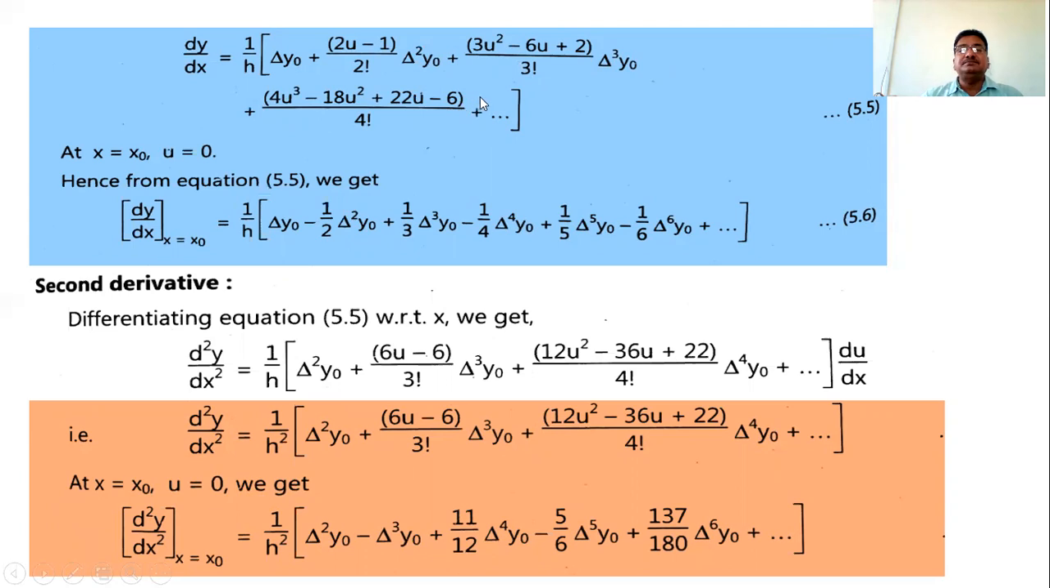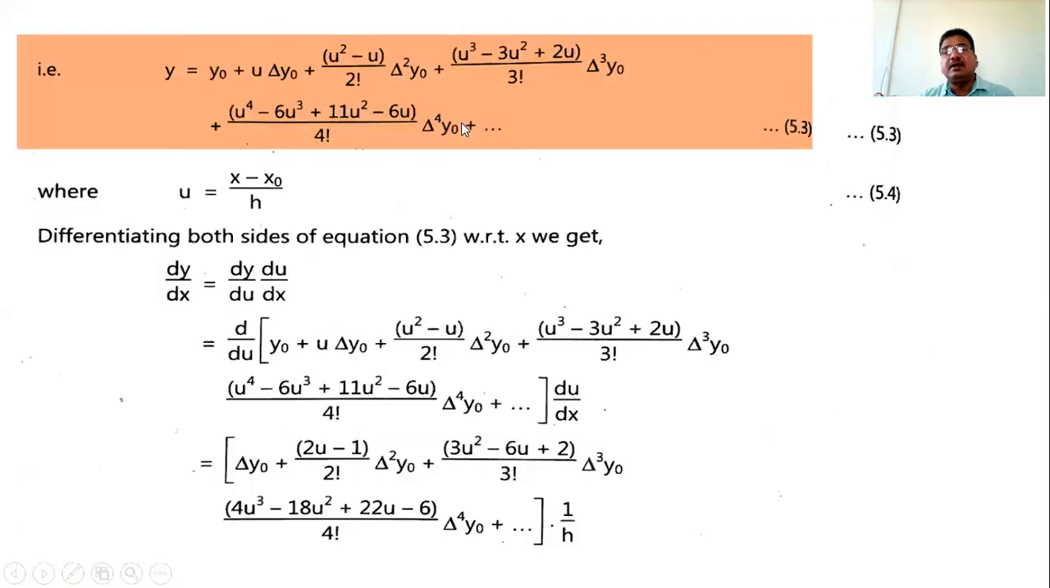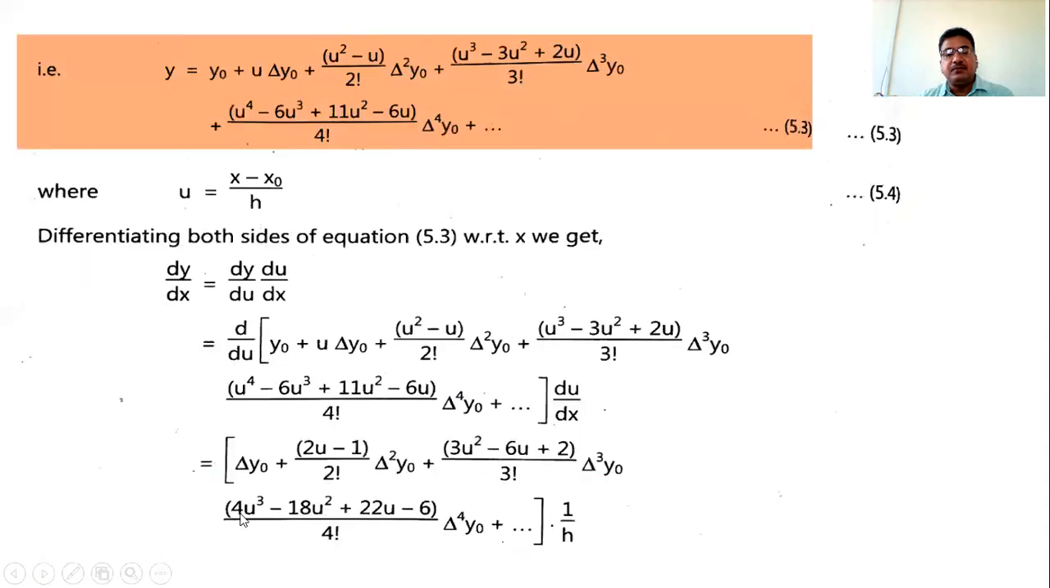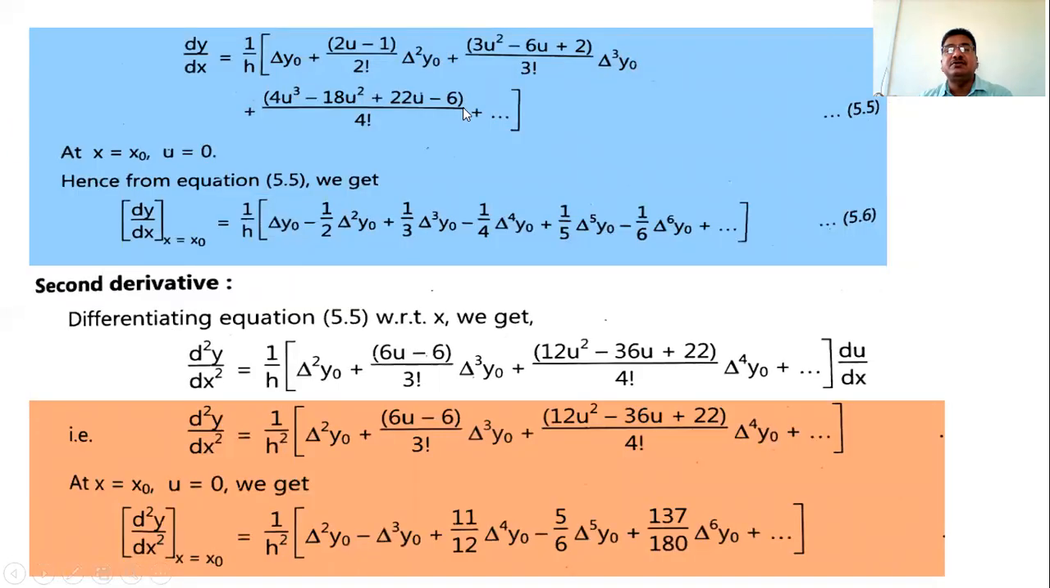Here write delta raised to 4 y naught. This term delta raised to 4 y naught is missing at this place. So correct here that this bracket 4u cube minus 18u square plus 22u minus 6 over 4 factorial delta raised to 4 y naught, plus so on. So this is what? dy by dx, that is the derivative of y with respect to x.